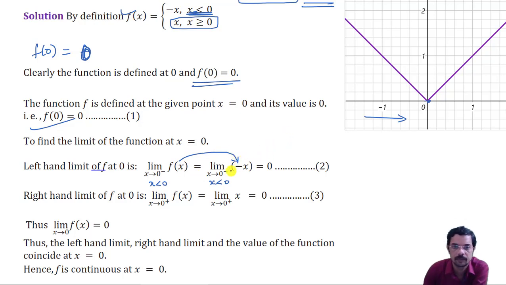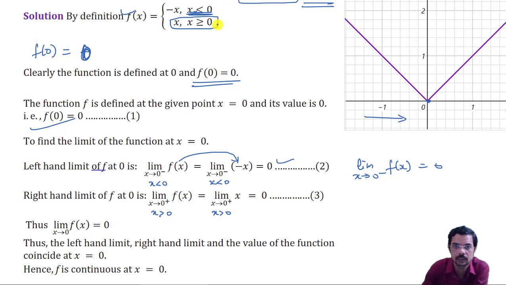Okay, and then finally we will just put the value of x as 0. So finally minus of 0 is 0. So the left hand limit, limit of x tends to 0 minus f of x, is equal to 0. Same way, limit x tends to 0 from the right, that is x is greater than 0, f of x will be equal to limit x tends to 0. Here x is greater than 0.